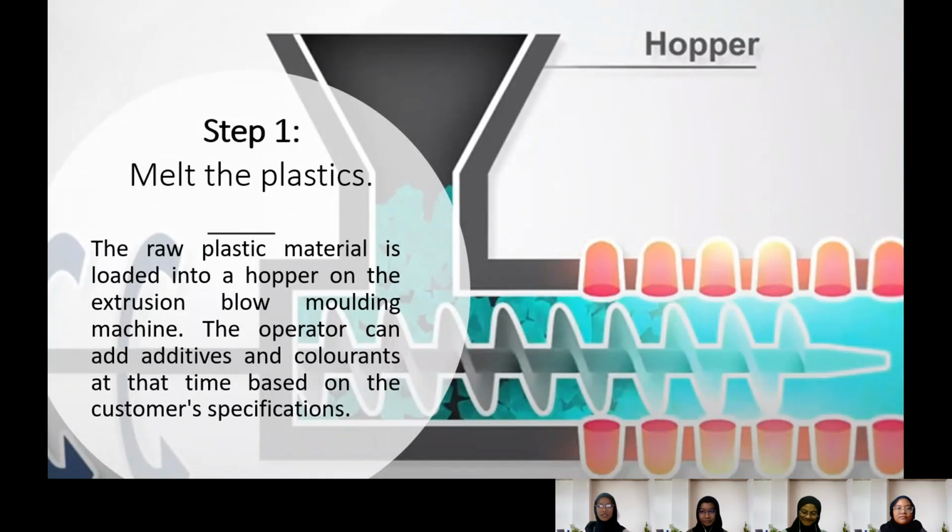This is the process on how to make a plastic container. First things first is melt the plastics. The raw plastic material is loaded into a hopper on the extrusion blow molding machine. The operator then can add additives and colorants at that time based on the customer's specification.